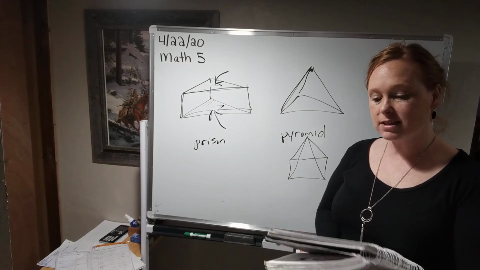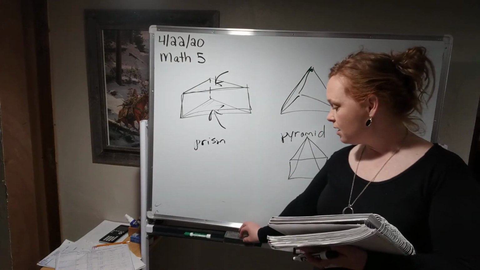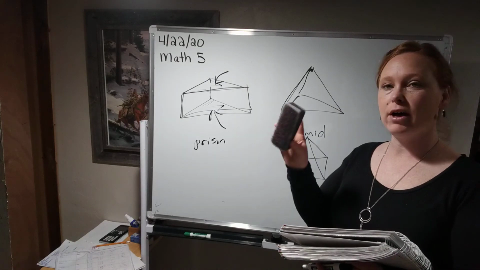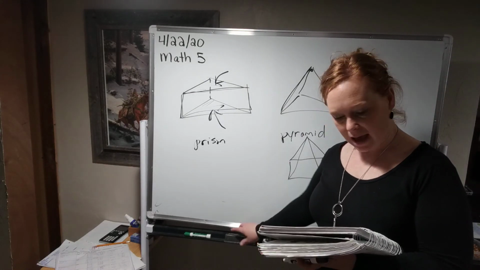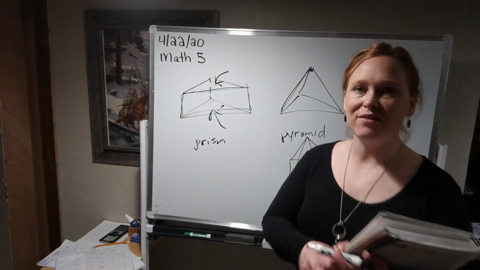You guys know what faces, vertices, edges are. If you're really struggling, try to find something in your house that's a 3D shape to match, and that will help you count those sides. But I think you guys will zoom through this and let me know if you have any questions.